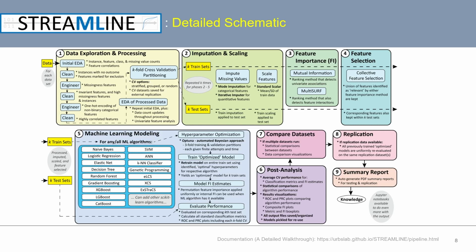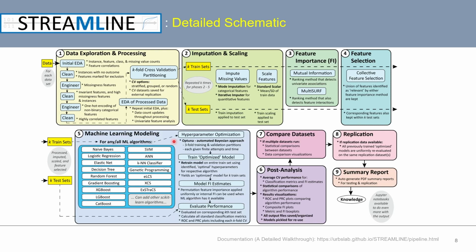Let's start by focusing on datasets in this pipeline. In this figure, the data being fed into phase 1 is our target data or datasets. The data being passed into phase 2 are the training and testing sets resulting from k-fold cross-validation. Note that the testing datasets are not learned from in any way in phases 2 through 5, and are only used at the end of phase 5, the machine learning modeling phase, to evaluate model performance.